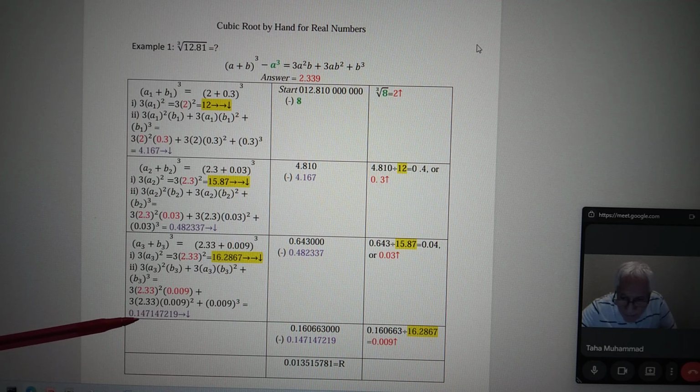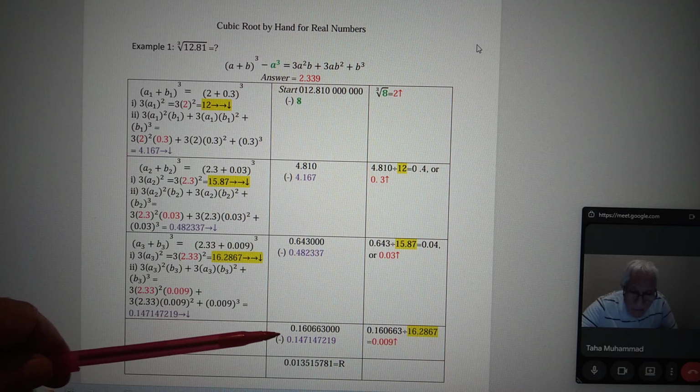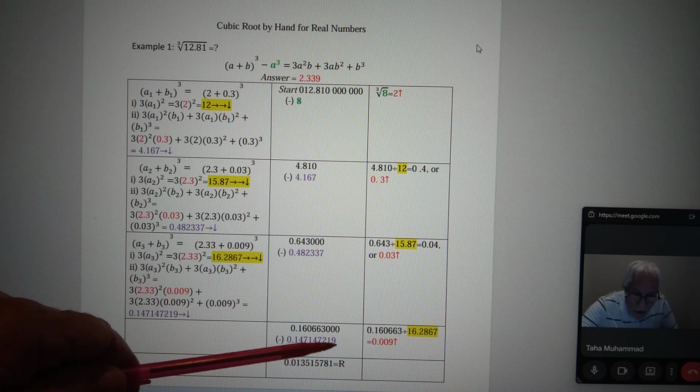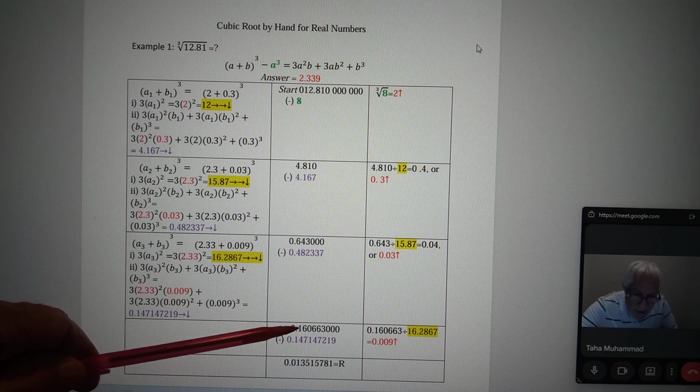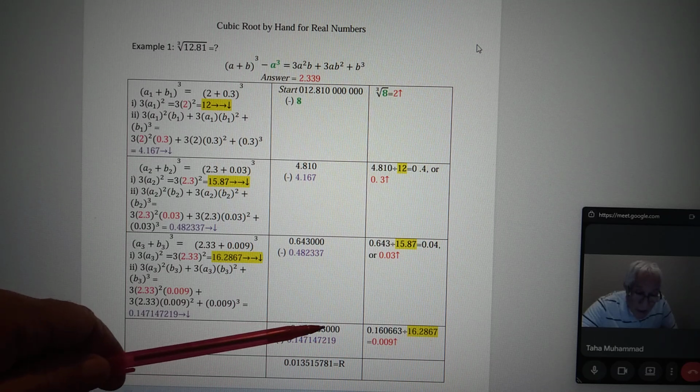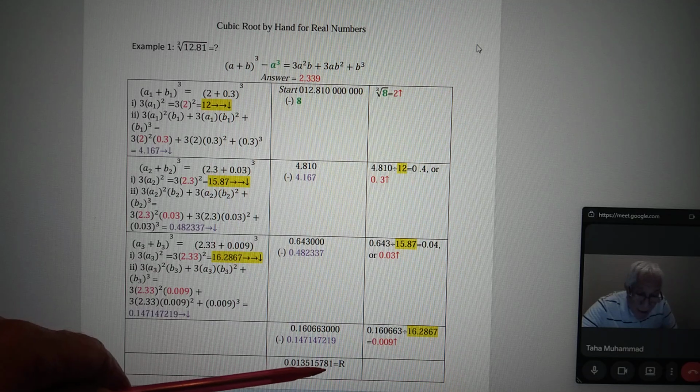The total equals 0.147, and bring it here in order to subtract. You see this number is less than 16, this is 14. We can subtract, and this will remain.